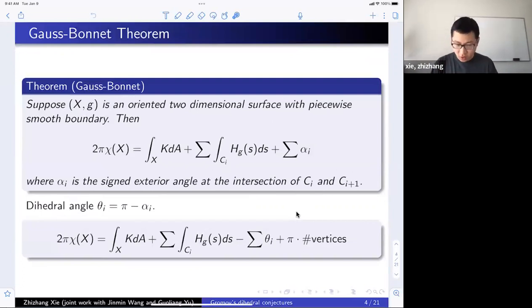So we all know the Gauss-Bonnet theorem, which says if you have an oriented two-dimensional surface with piecewise smooth boundary, which means it's just like our polyhedron, it can have corners, that's okay. Then the Gauss-Bonnet theorem says this is the Euler characteristic of X, and 2 pi is just a normalizing factor to put there to make this formula equal to the right-hand side.